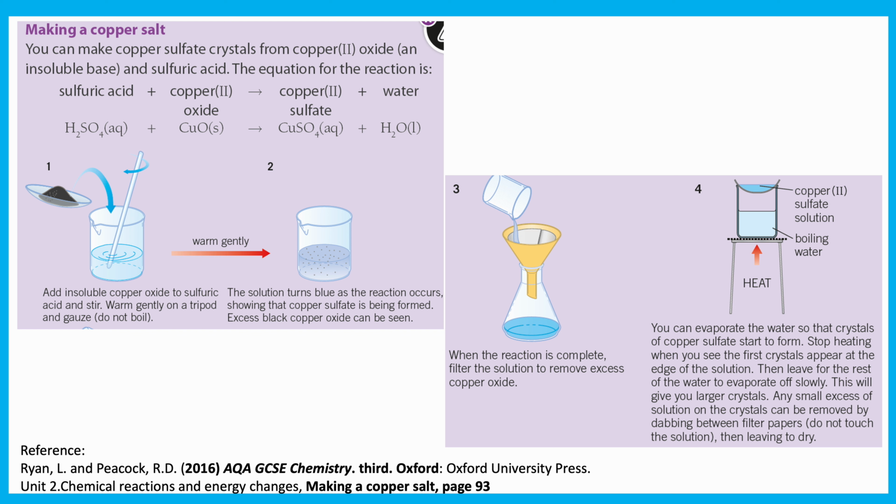Here is an overview of how to make copper sulfate crystals as you learned before. Add copper oxide to sulfuric acid and stir. Warm the mixture gently until the solution turns blue. Filter to remove any leftover copper oxide. Heat the solution until crystals start to form. Let the solution cool for more crystals to grow. Dry the crystals with filter paper and leave them to dry completely. We can use this method to obtain zinc chloride crystals too.